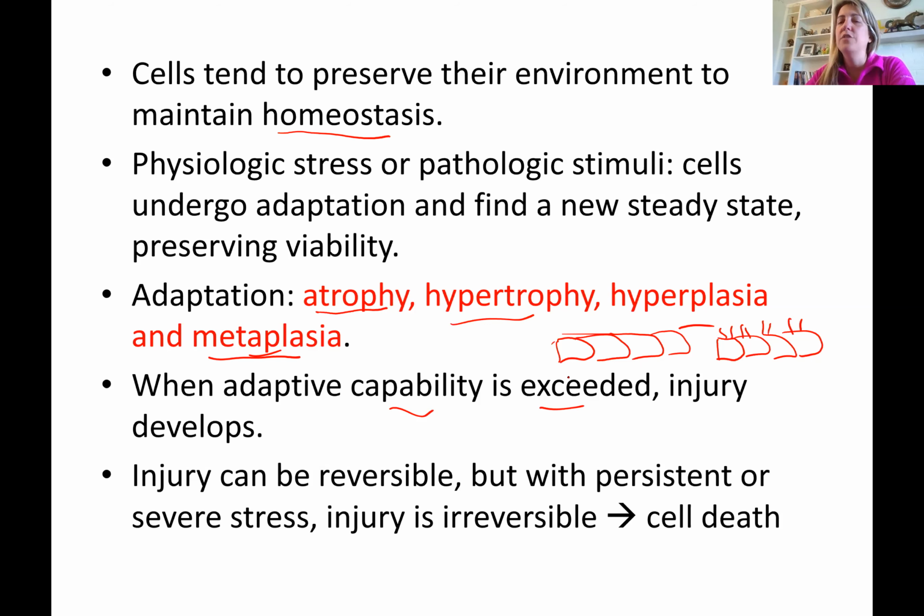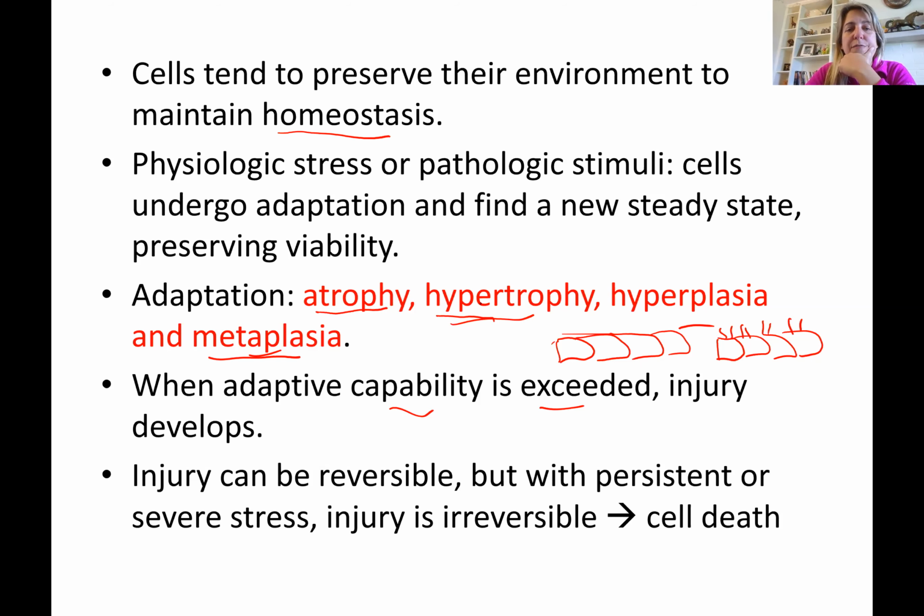And even then you can have injury. But if you don't work yourself up to the 100 pounds, you are definitely going to cause injury. But when you do something that is more, so when the adaptive capability is exceeded, you malnourish, atrophy, until the point that the animal dies. Same goes for hypertrophy. Increase in size, and then you're going to have a tear in the muscle, okay? And that's how injury is going to happen.